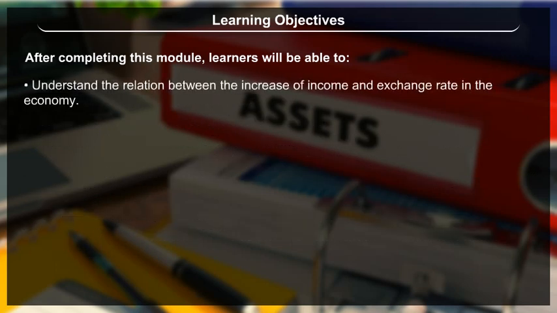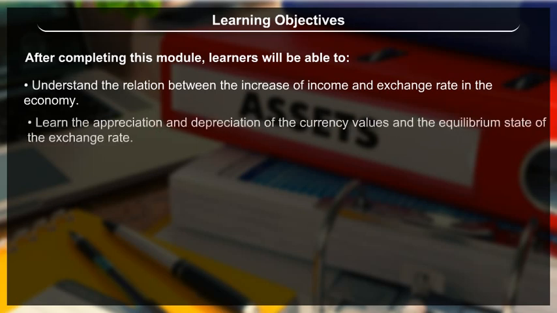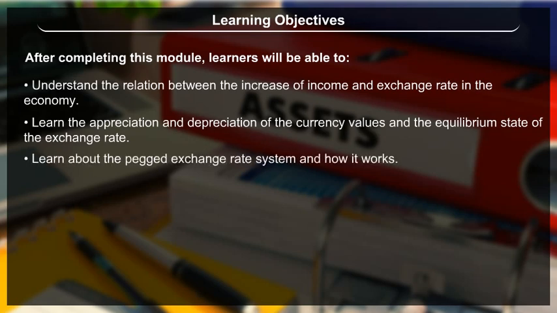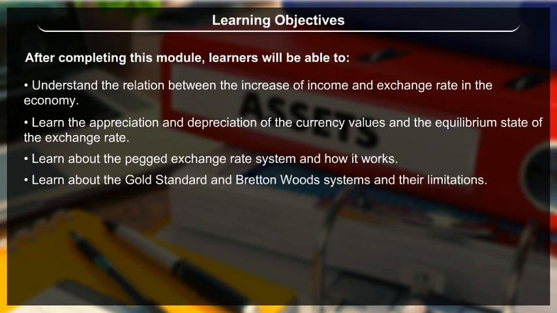Understand the relation between the increase of income and the exchange rate in the economy. Learn the appreciation and depreciation of currency values and the equilibrium state of the exchange rate. Learn about the pegged exchange rate system and how it works. Learn about the gold standard and Bretton Woods systems and their limitations.